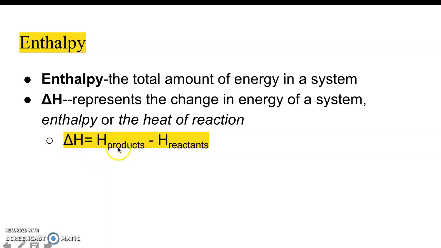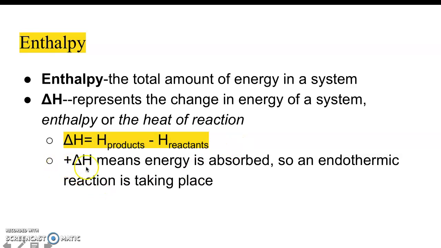Delta H is products minus reactants. This is a must know right here. So if we're looking for the heat of the reaction, it is the difference in enthalpy of the products and the reactants.